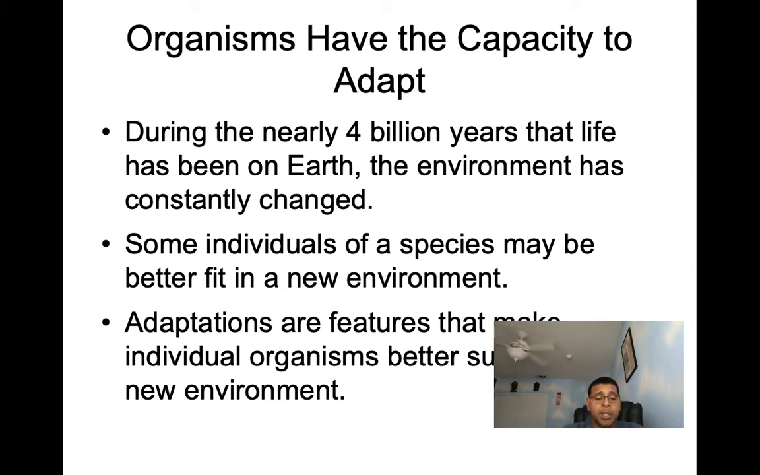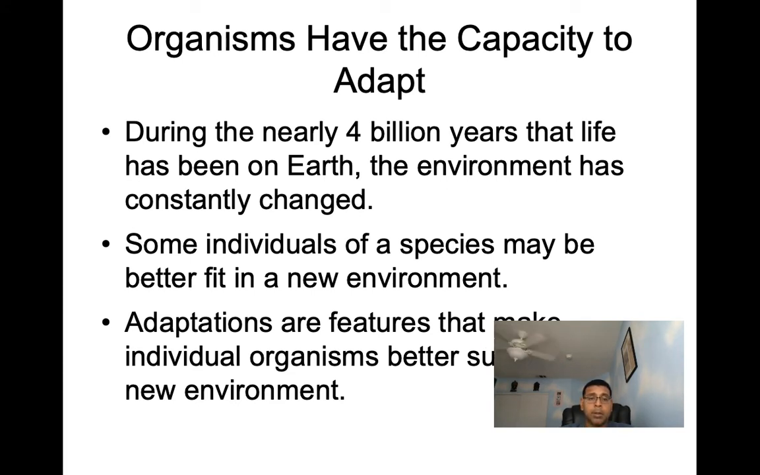Now, individuals of a species that are better adapted to their environment tend to live longer and produce more offspring than other individuals. This differential reproductive success, called natural selection, results in changes in the characteristics of a population through time. A population is defined as all the members of the species within a particular area.